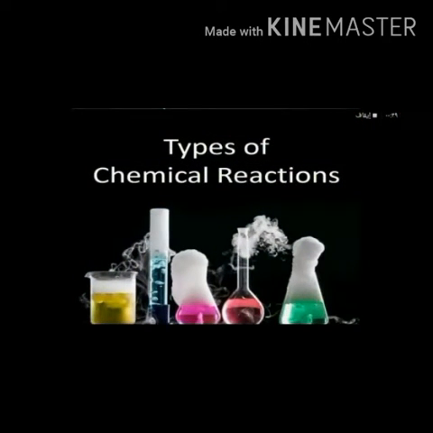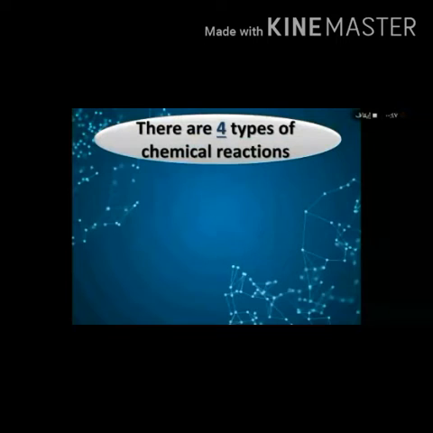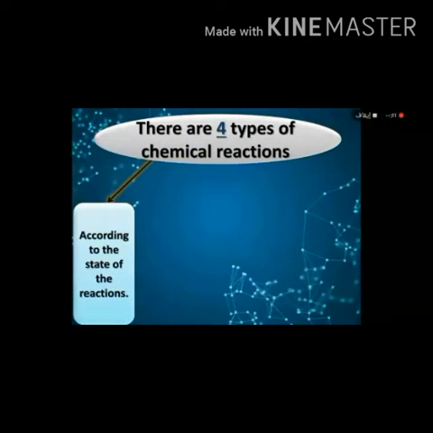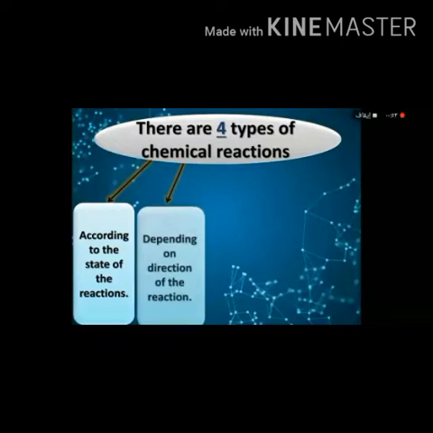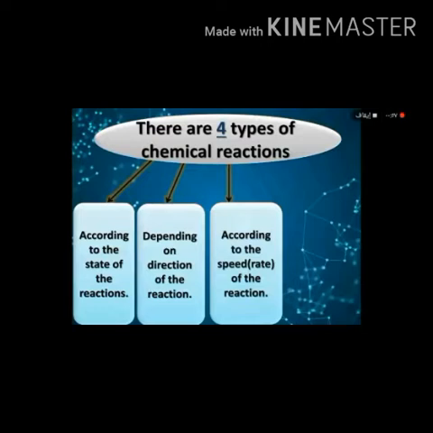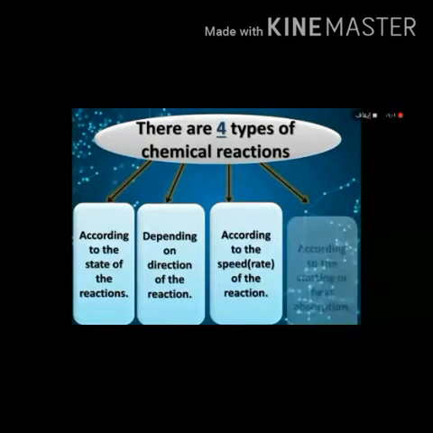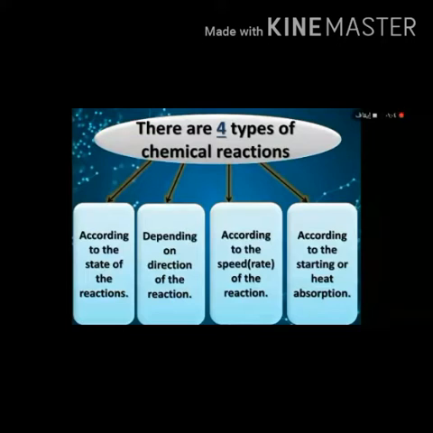Now let's go to the types of chemical reactions. Chemical reactions are divided into four types: reactions according to the state of the reaction, reactions depending on the direction of the reaction, reactions according to the speed or rate of the reaction, and finally, reactions according to the starting or heat absorption.